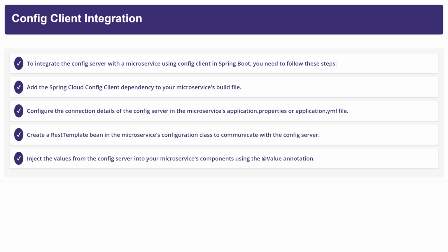First, add the Spring Cloud Config client dependency to your microservice's build file. Next, configure the connection details of the config server in the microservice's application.properties or application.yml file. Then, create a REST template bean in the microservice's configuration class to communicate with the config server. Finally, inject the values from the config server into your microservice's components using the @Value annotation.